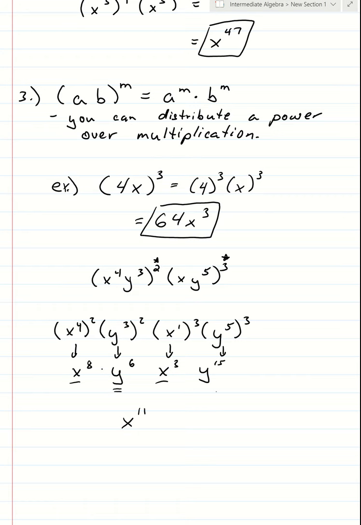Same thing with the y. They too are both being multiplied together, so we're going to keep that base y, and once again we would have to add the exponents. So 6 plus 15 would give us 21. And that would be your simplified expression.